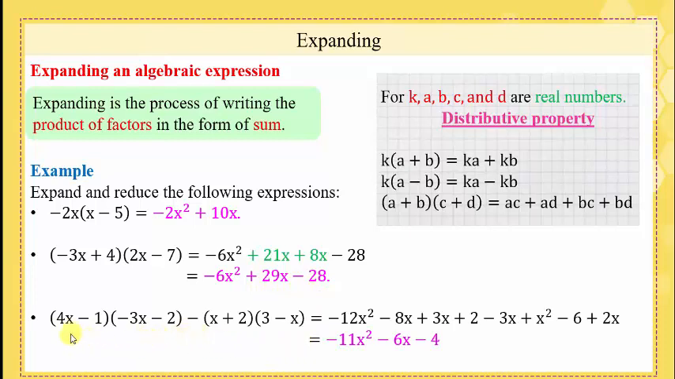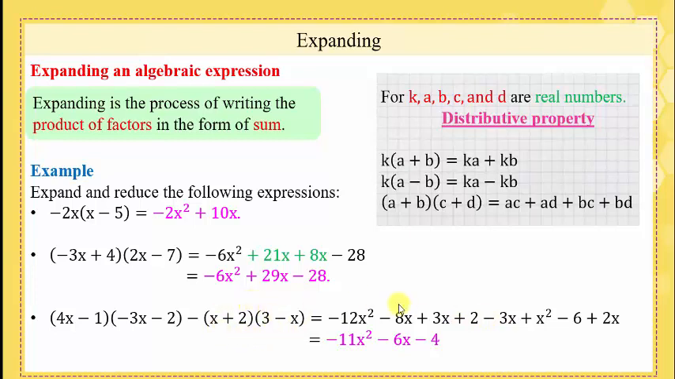Third example, 4x times minus 3x equals minus 12x squared. 4x times minus 2 equals minus 8x. Minus 1 times minus 3x, we get plus 3x. Minus 1 times minus 2, we get plus 2. Here we pay attention because we have minus before the product, so we multiply them and then we multiply by minus to give the answer.